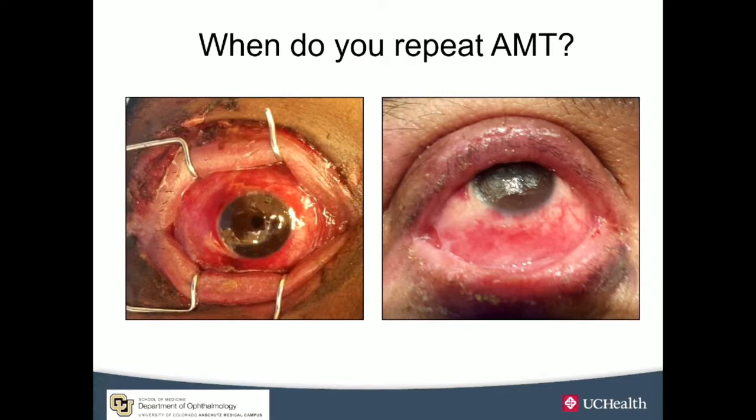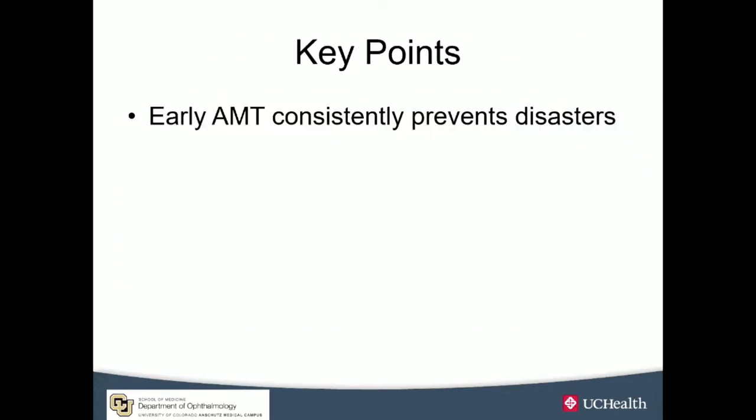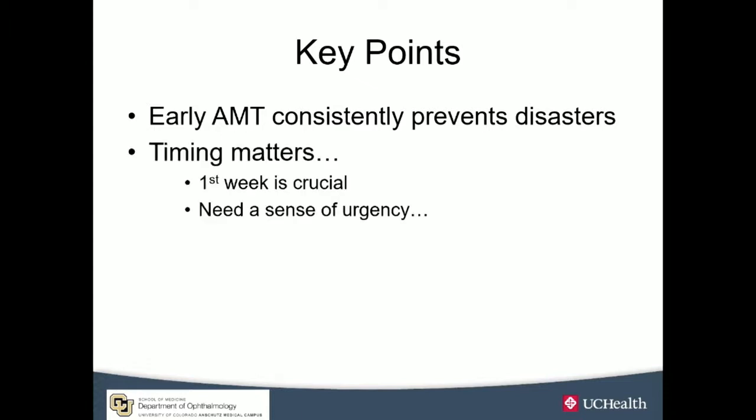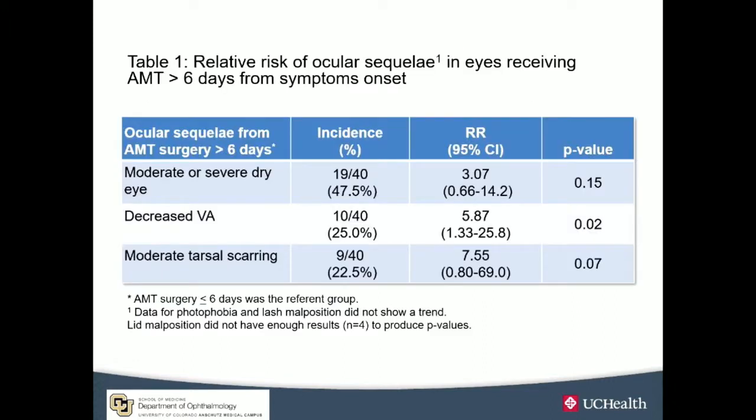As far as the treatment with amniotic membrane, it helps prevent the disasters consistently. The timing's important, though, and we've learned that the first week is really important. A lot of you have heard this, but you need a sense of urgency. I joke that it's like a parachute. Parachutes are really great at preventing death from falling out of airplanes, but not if you wait too long. So if you don't use it early, you may think that the amniotic membrane doesn't work, but you need to do it early.